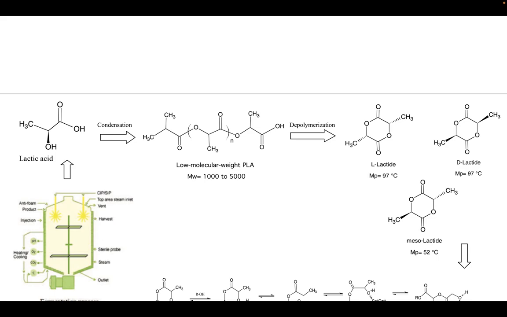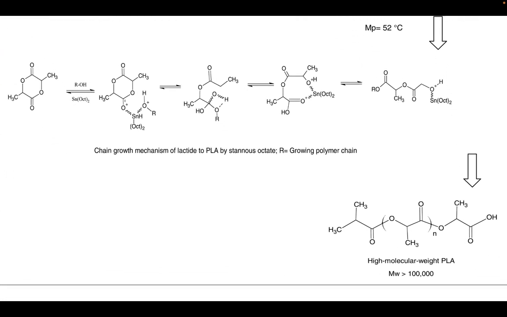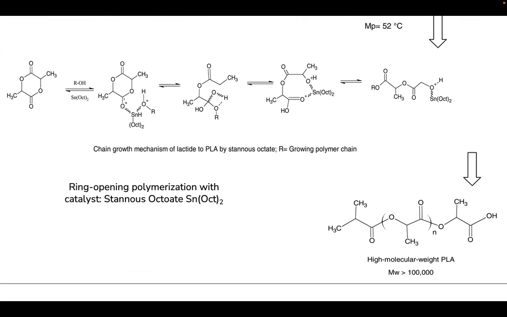Since lactide is a chiral molecule, it could be a mixture of two enantiomers, including L-lactide and D-lactide, with a meso-lactide. Finally, this lactide goes through the ring opening polymerization process with stannous octanoate, which is a catalyst in this case. And at the end, we have high molecular weight PLA as our final product. The advantage of PLA production compared to other petroleum-based polymers is the decrease of CO2 emission and a lower environmental impact due to the use of renewable sources.